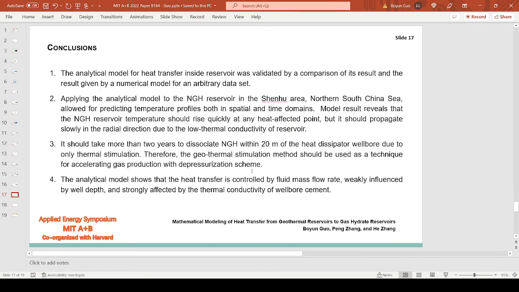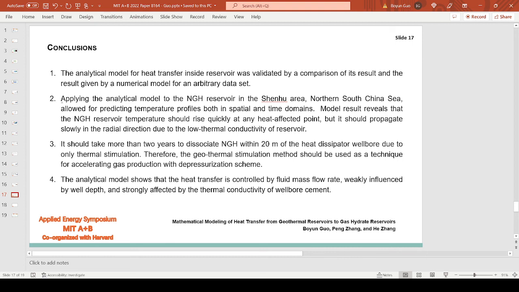Now I move on to a conclusion section. We have 4 conclusions. First, the analytical model for heat transfer inside the reservoir was validated by a comparison with the result given by a numerical model for arbitrary data set.